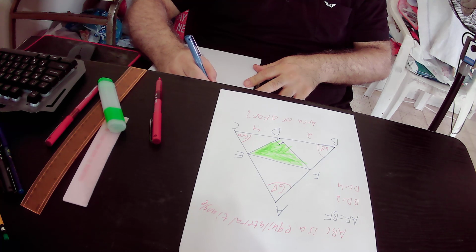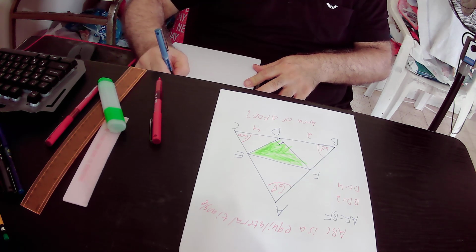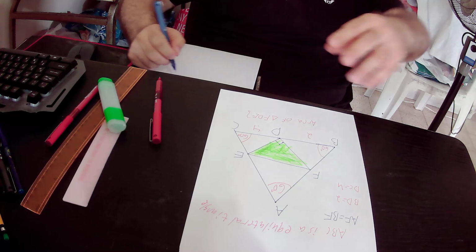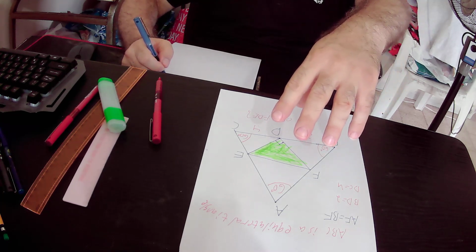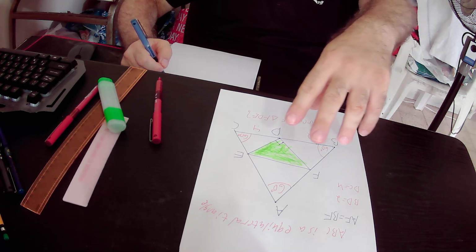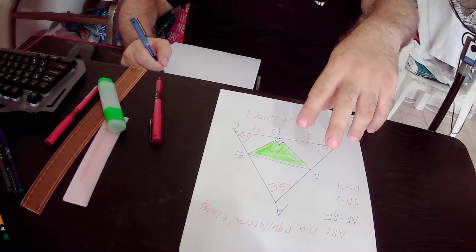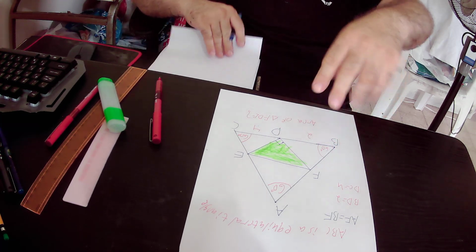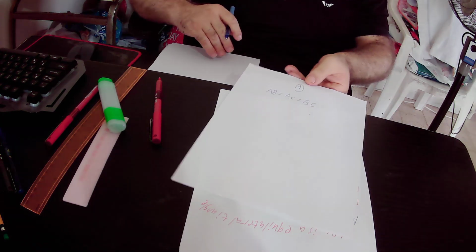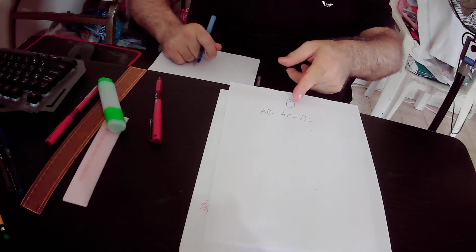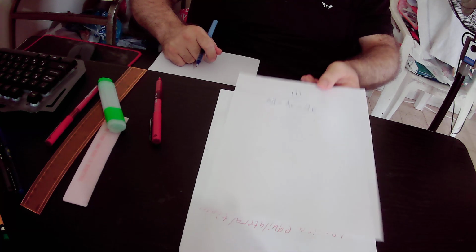Okay, so I'll write it down. AB equals AC, that equals BC, because triangle ABC is an equilateral triangle, and all the sides of an equilateral triangle are equal to each other. That is to say, side AB equals side AC equals side BC.